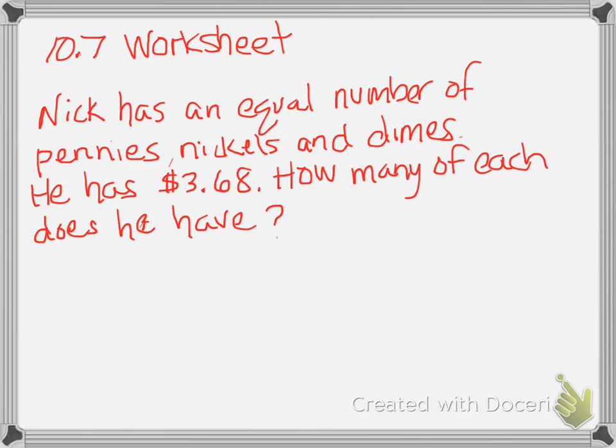So in this problem, Nick has an equal number of pennies. Let me highlight some stuff here. That part's important. Pennies, nickels, and dimes, and it totals 368. How many of each does he have? So they want you to figure out how to build an equation to this. First thing you want to do is name your variable. So let's just call C the number of coins.